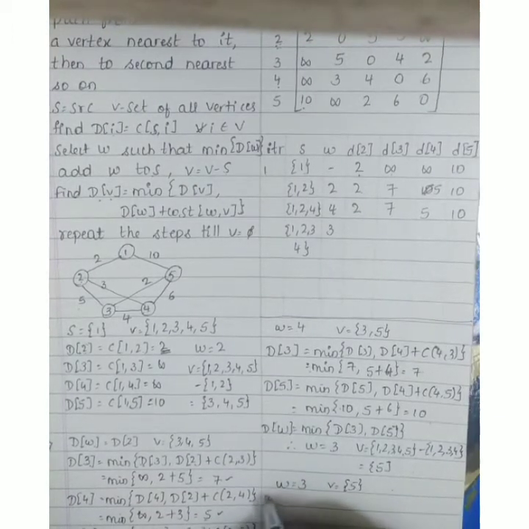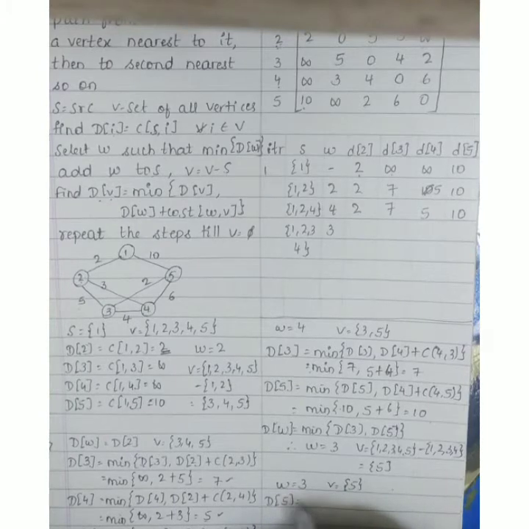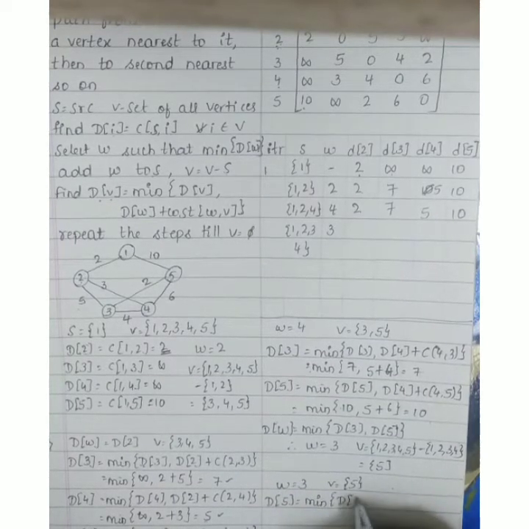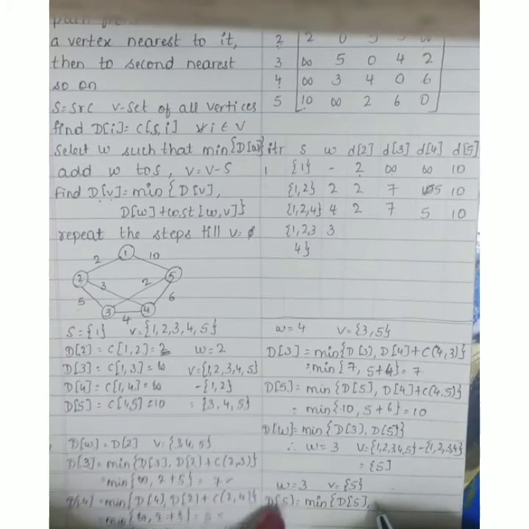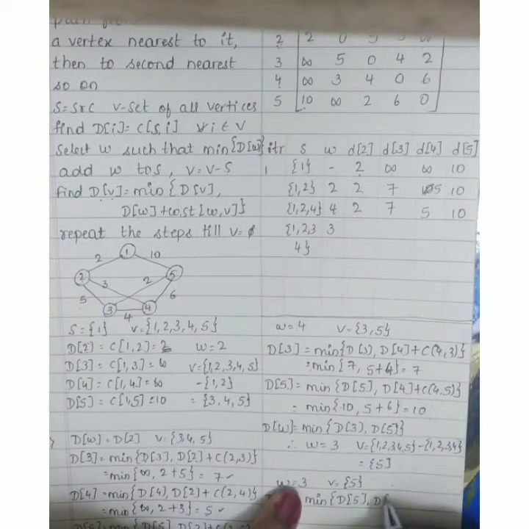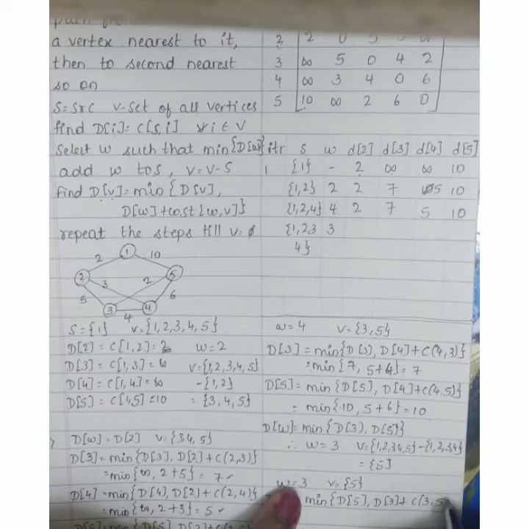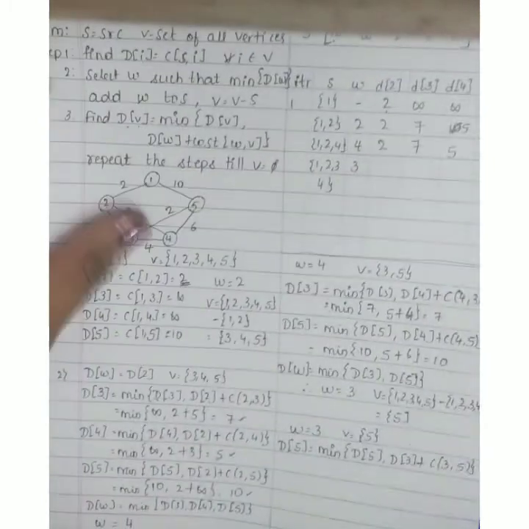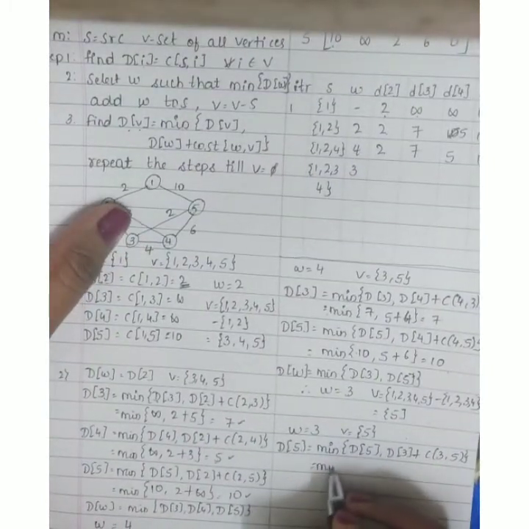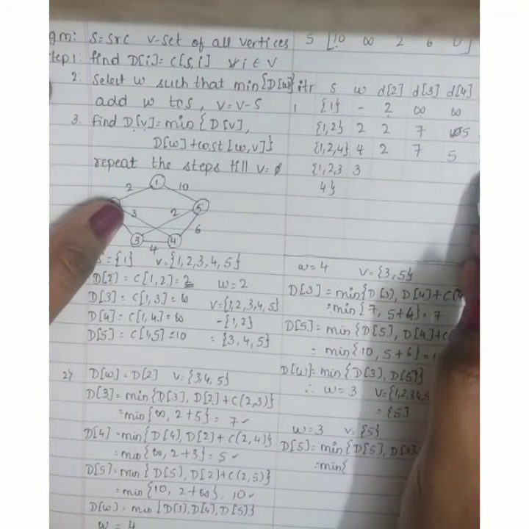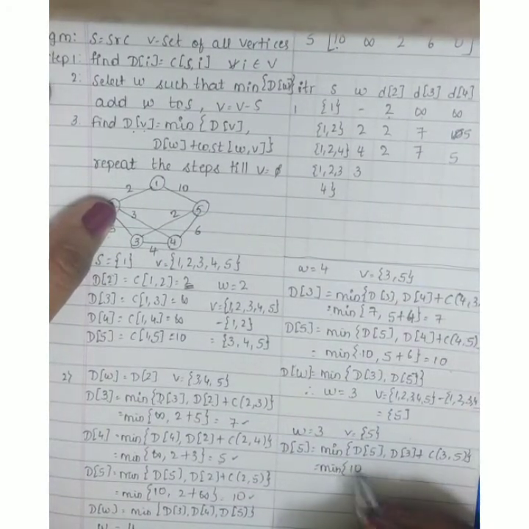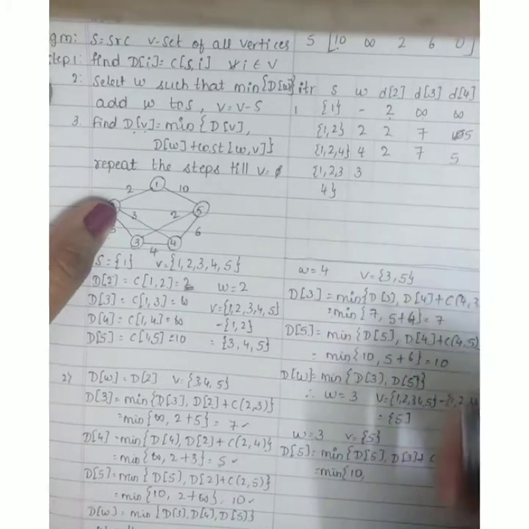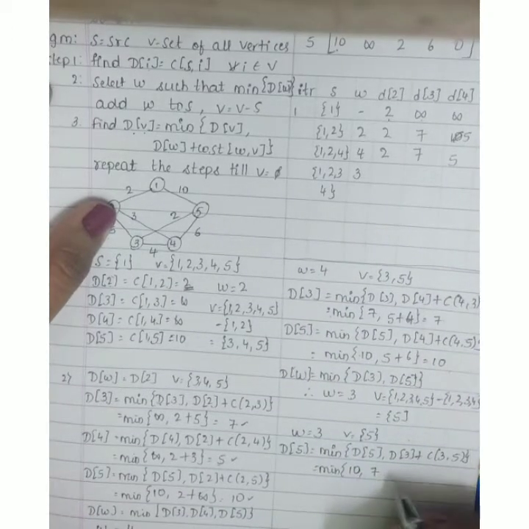Okay. We will be calculating D5. It is minimum of D5, DW. Now here W is 3. So it is D3 plus cost 3 to 5. So what is the cost 3 to 5? It is minimum of D5, D5 we can get from this table. It is 10, comma D3, it is 7 itself.